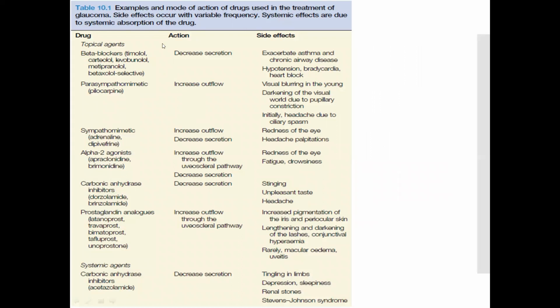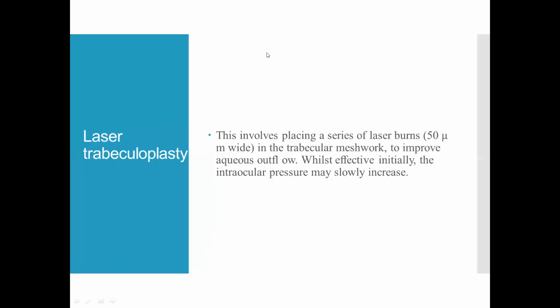So basically this is just a table showing the medical treatments, their mode of action and the drug side effects. Under laser treatment we have laser trabeculoplasty. This involves placing a series of laser burns which are 50 micrometers wide in the trabecular meshwork to improve aqueous outflow. Whilst effective initially, the intraocular pressure may slowly rise.